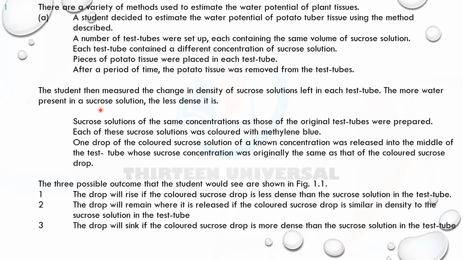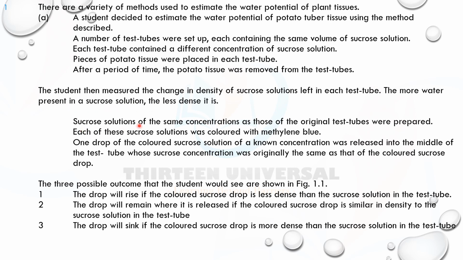Do you understand this? If it has more water, that means water would not have moved into the potato tissue. If it has less water, it lost water because water moves into potato tissue by osmosis. The more water present in a sucrose solution after you have removed the potato tissue, the more water left, so it's going to be less dense. But if you have less water left, it's going to be more dense.